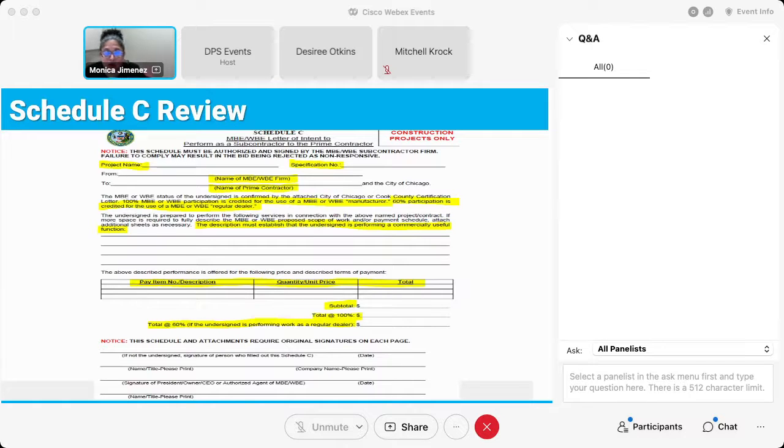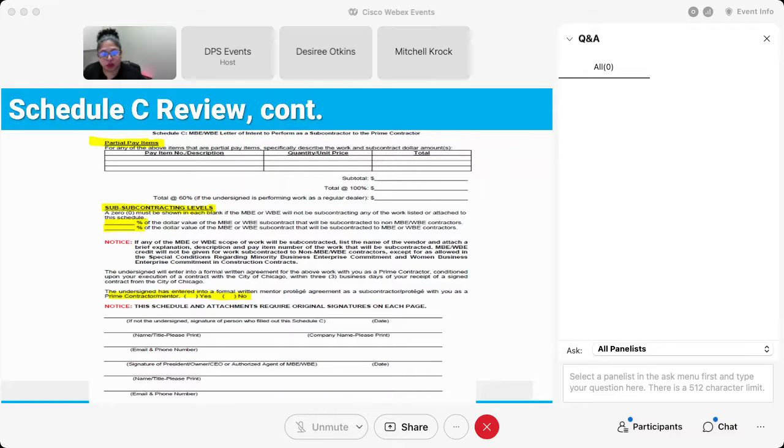We also want to know what pay item and description is based off of the schedule of prices that are listed in the specification document, the quantity and unit price. The information that's on here should also be on your quote. If a person is performing at 100%, the total dollar value will show. If they're performing as a supplier, regular dealer, the percentage is at 60%.